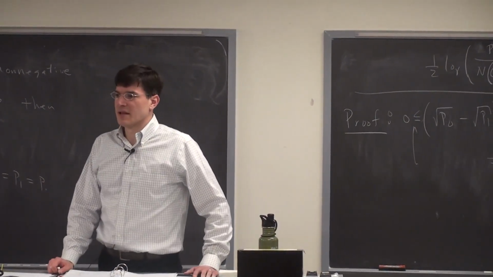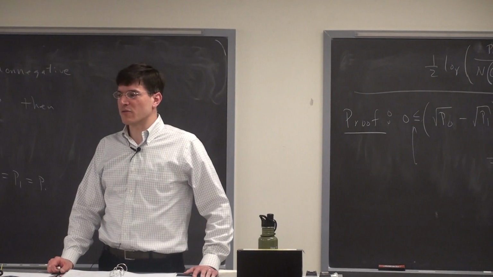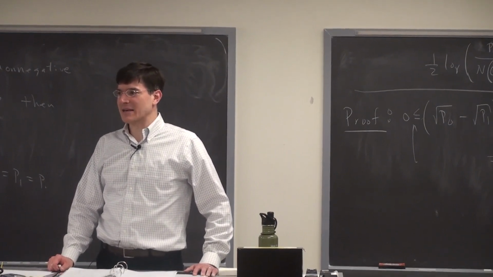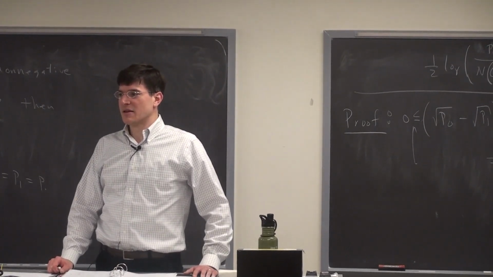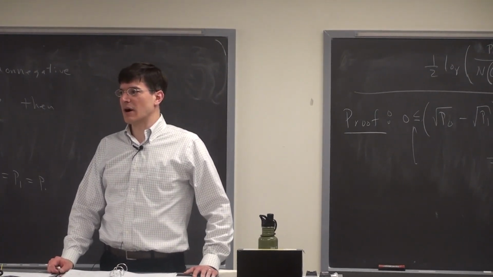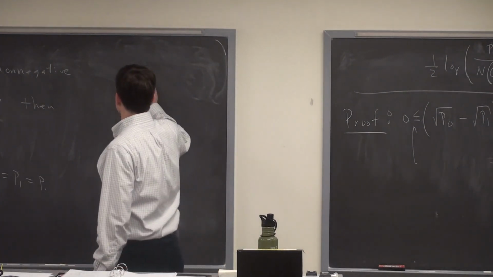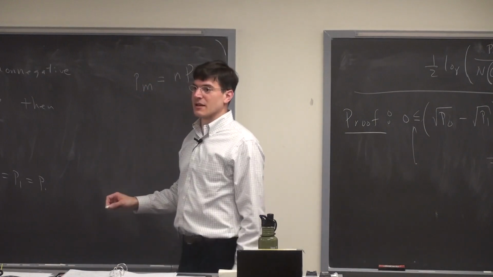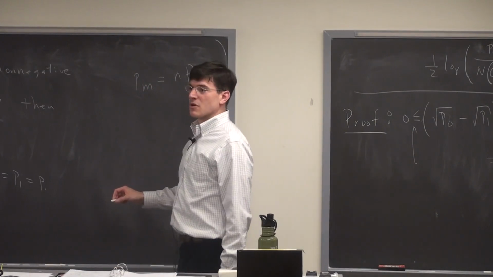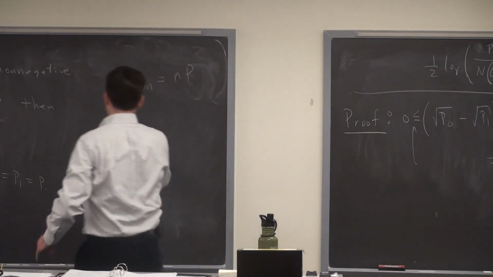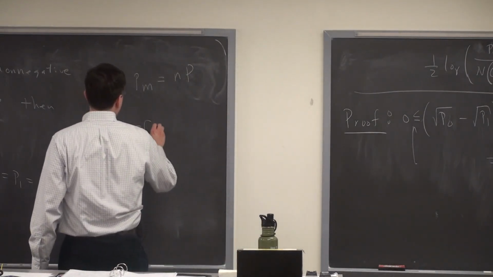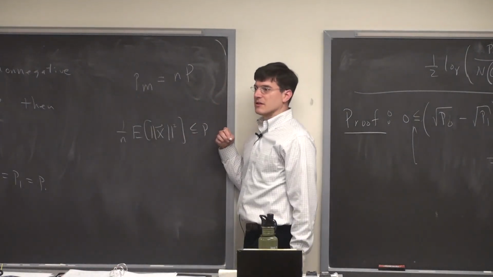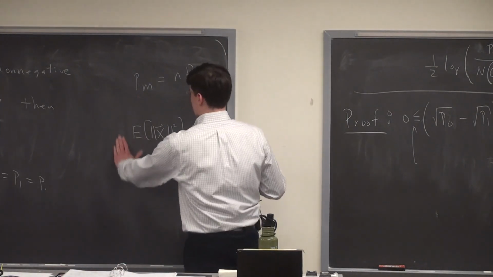Yes, then all of the power is being sent over the mth sample, and all of the power is NP. So if you send all of the power over the mth sample, then the power over the mth sample ends up being N times P. This is all the power I've got, right? This is my constraint. So move the N over, you get that, right?